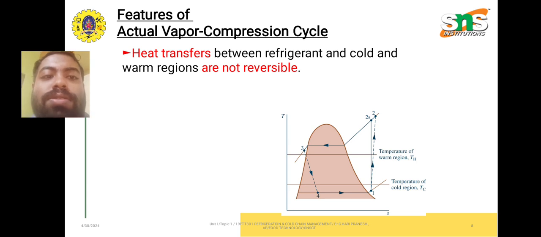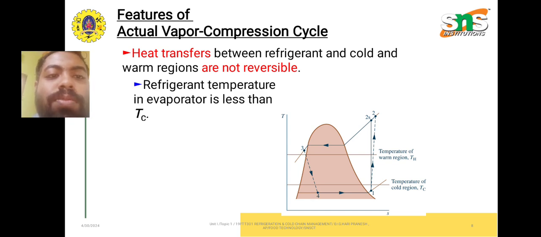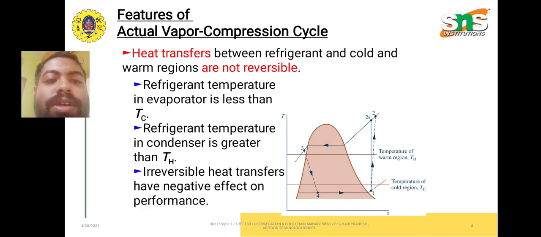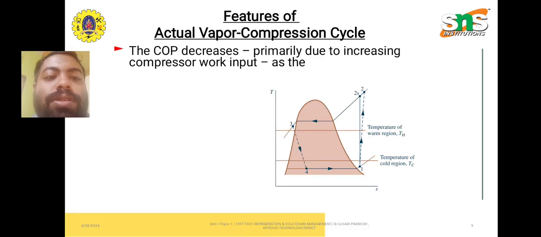Then, features of the actual vapor compression cycle. In this, the heat transfers between the refrigerant and the cold and warm regions are not reversible. As you can see in the diagram, the cold region is shown at the bottom of the slope, which is the temperature of the cold region, and the hot region is shown at the top of the slope, which is the temperature of the hot region. In this, the refrigerant temperature in the evaporator is less than Tc. The refrigerant temperature in the condenser is greater than Th, which is the hot temperature. In this, the irreversible heat transfers have a negative effect on performance.